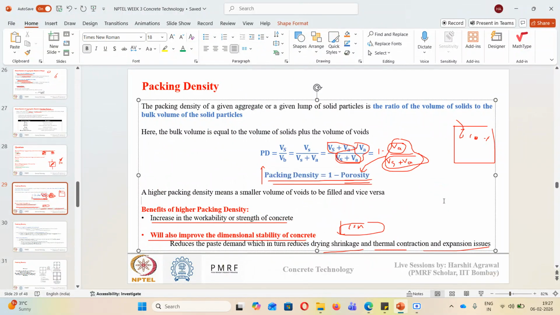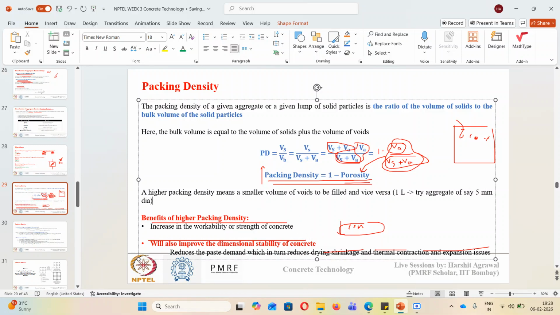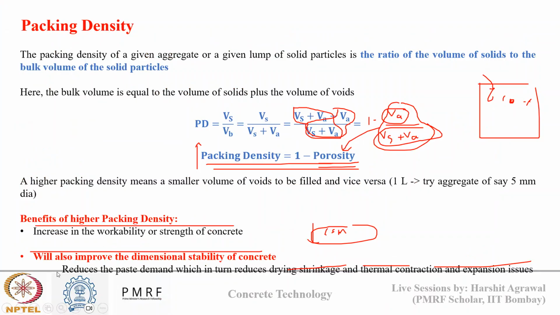What do you mean by example? Suppose I have a 1 liter bucket, and in this bucket I try to fill circular aggregates of say 5 dia. So what will happen? First I will fill aggregates. It will go till this bottom portion, aggregates will arrange themselves. Then there will be one more layer at the top of the bottom layer. Slowly aggregates will come till the top. Now I have filled the entire bucket with the aggregates.